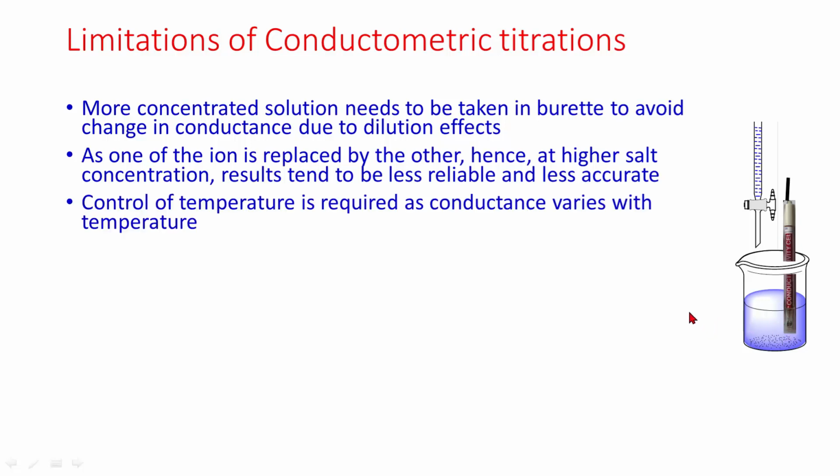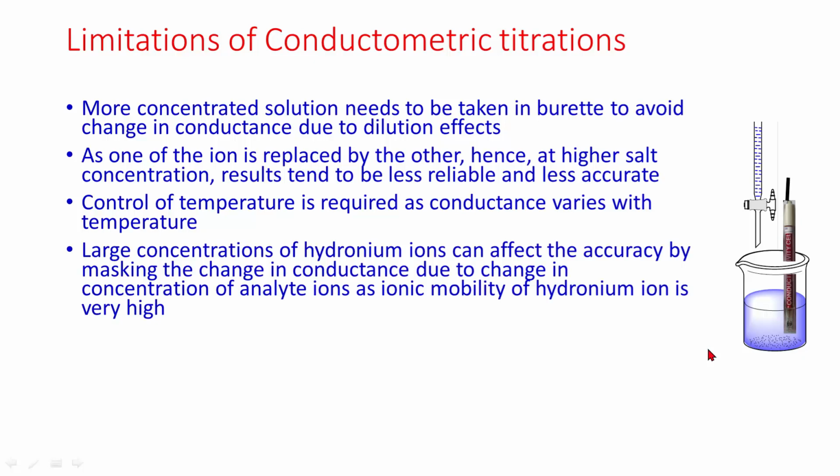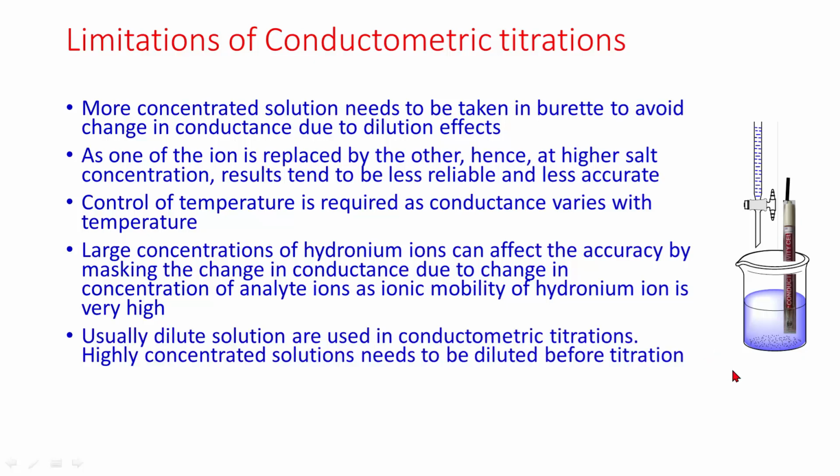Control of temperature is required, as conductance varies with temperature. Large concentrations of hydronium ions can affect the accuracy by masking the change in conductance due to change in concentration of analyte ions, as the ionic mobility of hydronium ion is very high. Usually, dilute solutions are used in conductometric titrations. Highly concentrated solutions need to be diluted before titration.